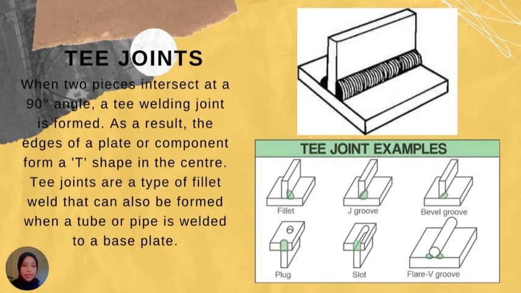So next, the T joints. When two pieces intersect at a 90-degree angle, a T welding joint is formed, just like in the picture given. As a result, the edges of a plate or component form a T shape in the center. T joints are a type of fillet weld that can also be formed when a tube or pipe is welded to a base plate. So there are six examples of T joint, which are fillet, J groove, bevel groove, plug, slot, and flare V groove.